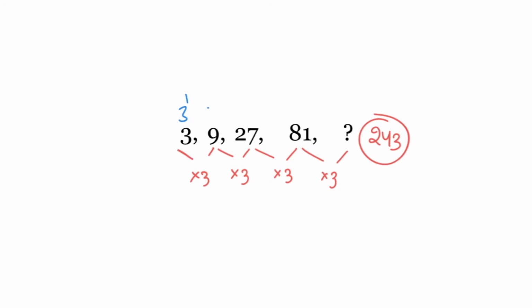Or if you can identify powers, it is 3 power 1, which is 3. 3 square is 9. 3 cube is 27. 3 power 4 is 81. And the next term, 3 power 5, is 243.